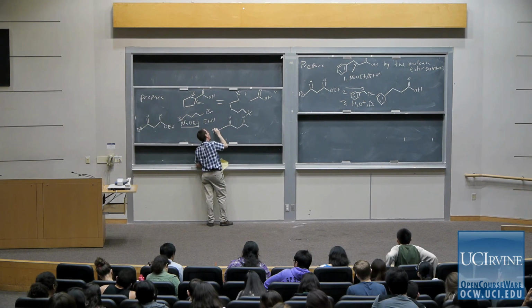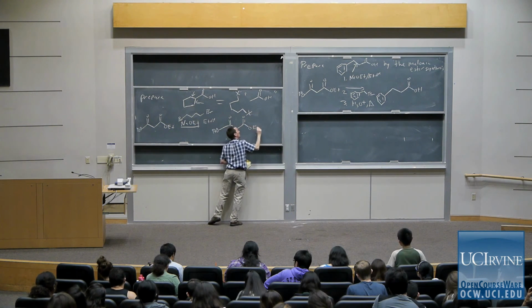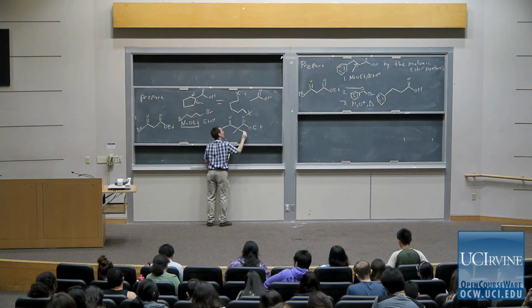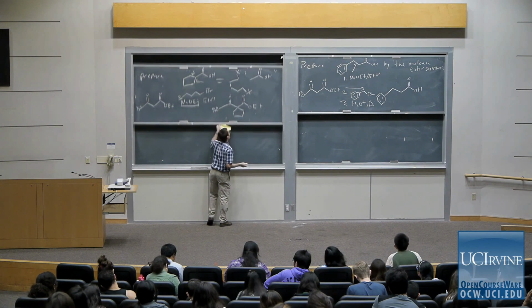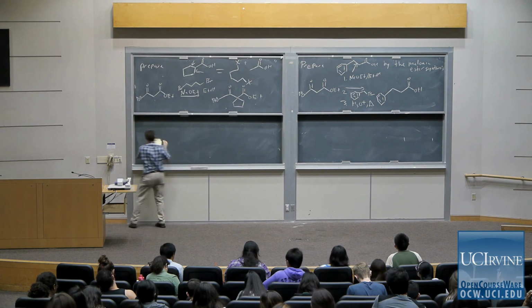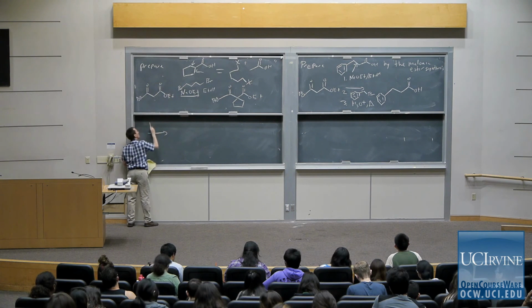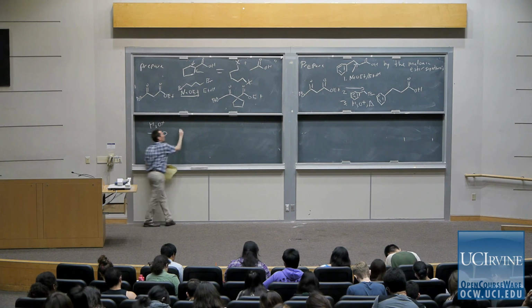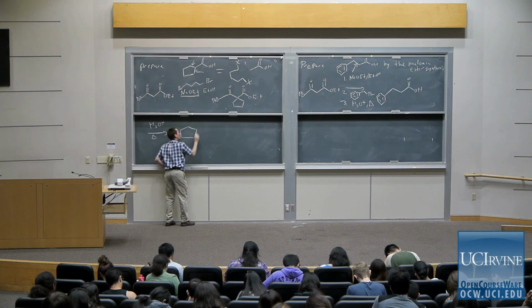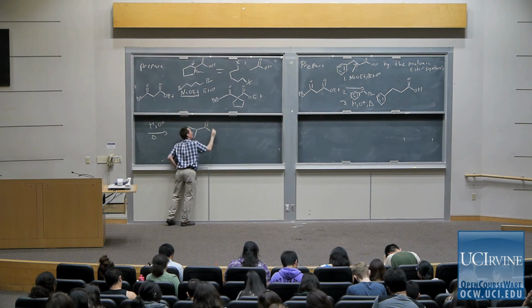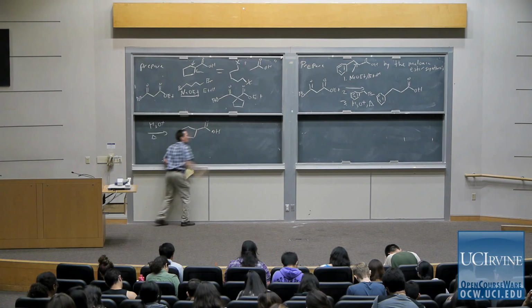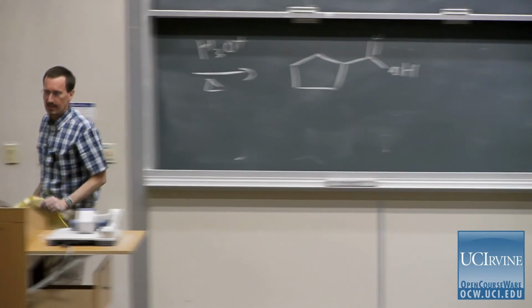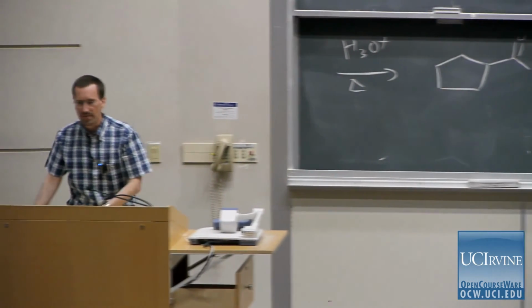At that point, we have this stuff. You don't even need to isolate this cyclopentane diester. Now we just take this, I'll just write this with an arrow, H3O plus, heat. We hydrolyze, we decarboxylate, and we get our cyclopentane carboxylic acid all in one fell swoop.